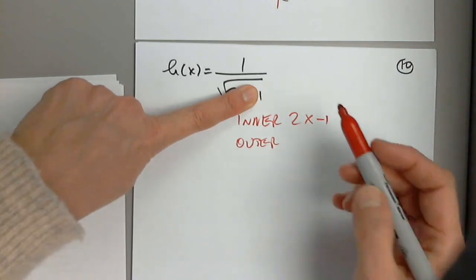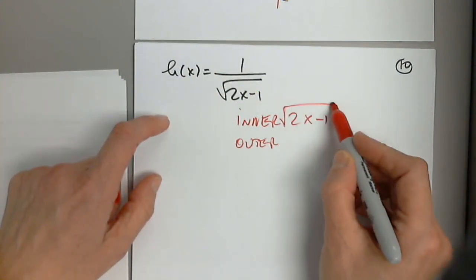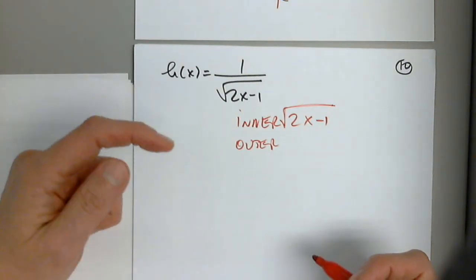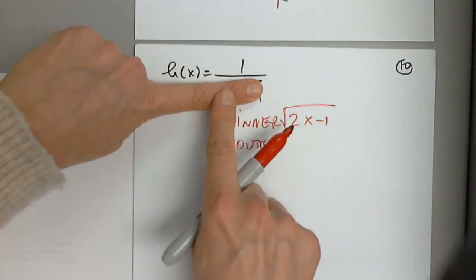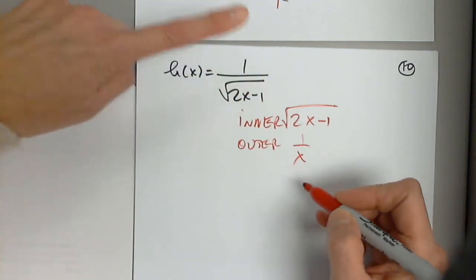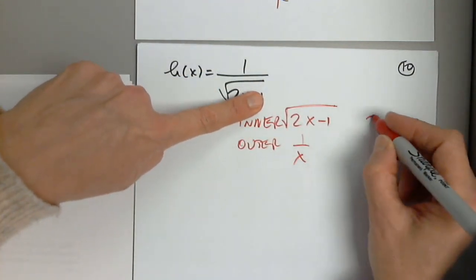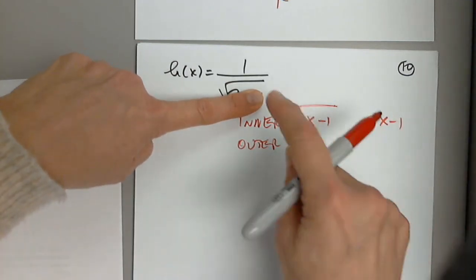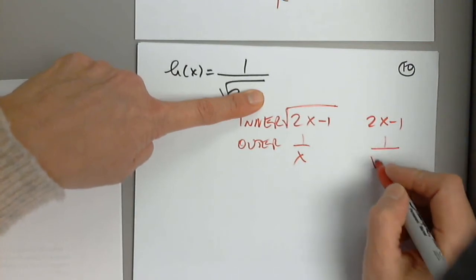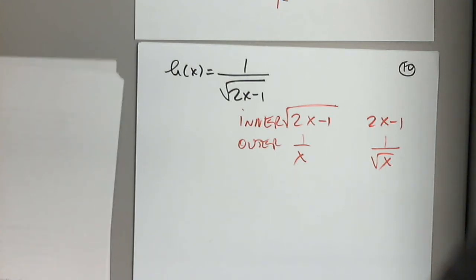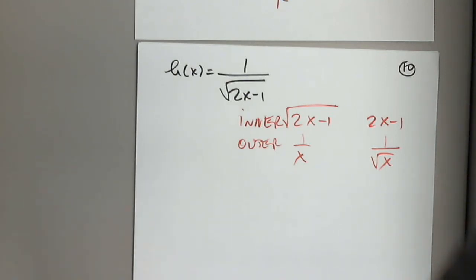There is more than one correct answer. You could consider this as your inner. That's fine too. So if you consider the square root, then which function do you apply to this? 1 over x. Exactly. If you consider 2x minus 1 the inner, which function will you apply to 2x minus 1, to this number? 1 over square root. Exactly. So both answers are fine. Very good. Moving on.